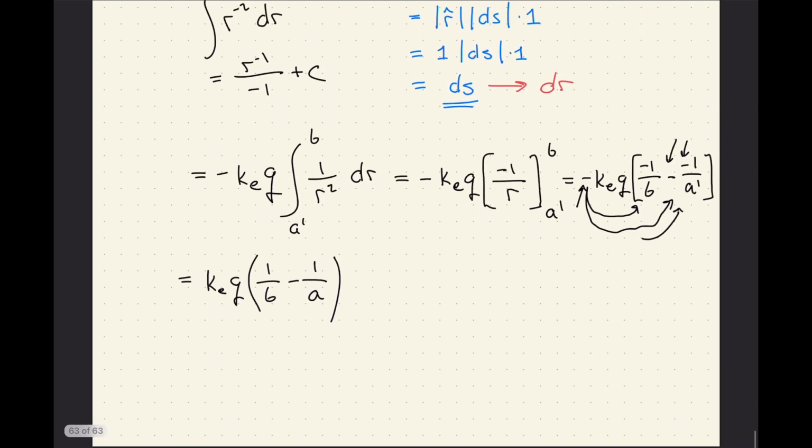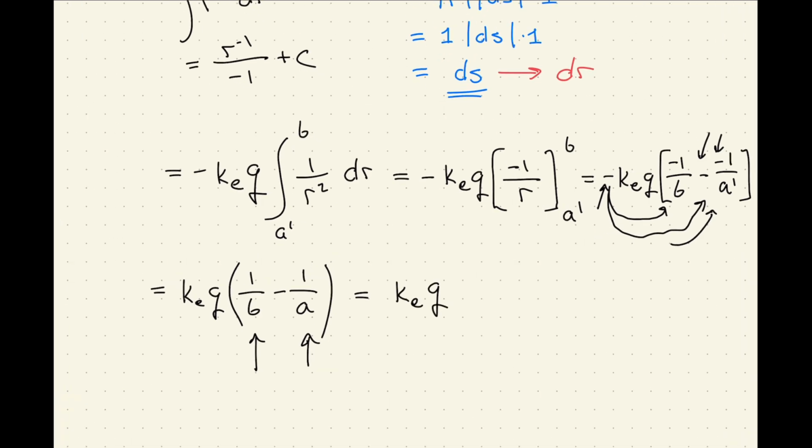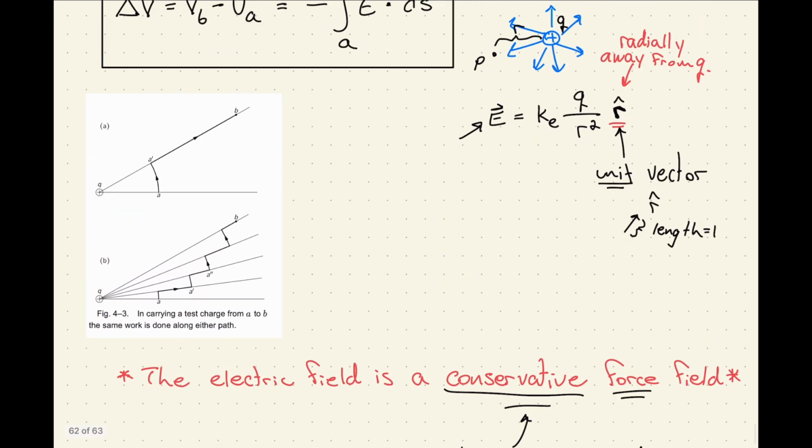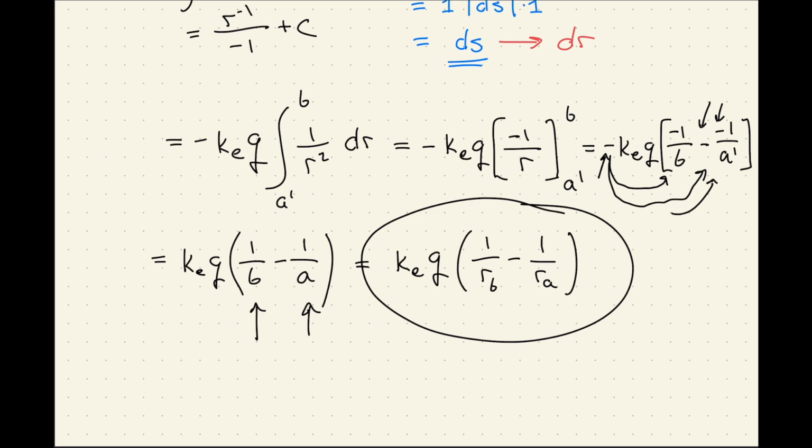Now let's get back here and take a look at this. These values, A and B, are actually radial distances. So you can replace this with more suggestive symbolism, and I can say this is the distance RB, and this is the distance RA, okay? This is the distance here, RA, and this is the distance here, RB. So this is the potential difference between those 2 points.